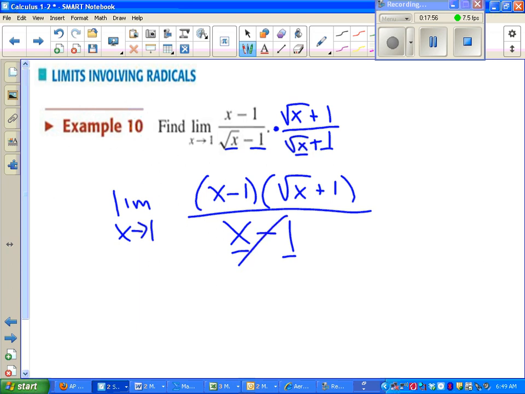Look at the beautiful thing that happens now. Cancels out. Now we get to try direct substitution again, which of course works this time. Plug in 1. We get our answer, and we move on with our life.